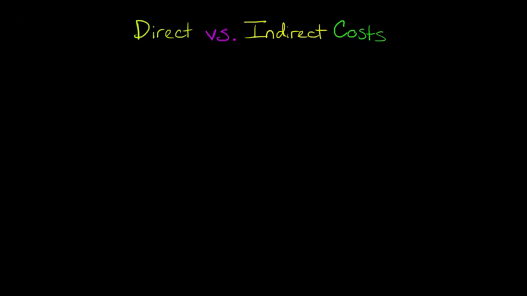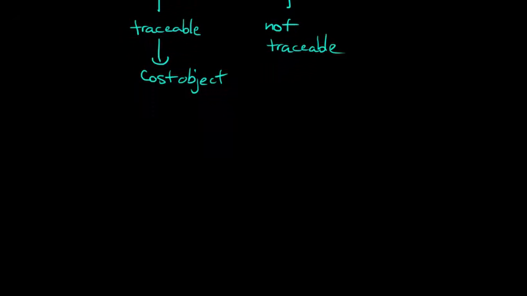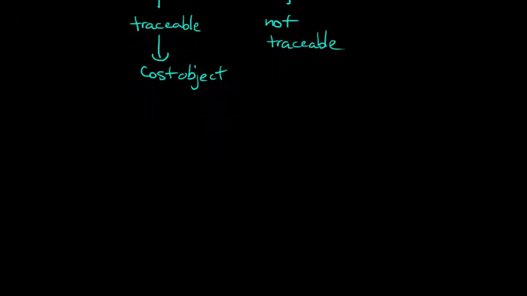In this video, we're going to talk about the difference between direct and indirect costs. And the main difference is that direct cost is something that's traceable to a cost object. Whereas an indirect cost is not traceable. So let me give you an example, because that's a little bit abstract.